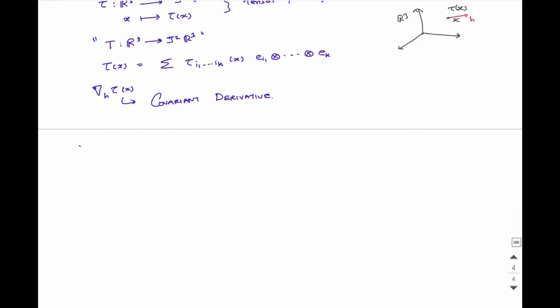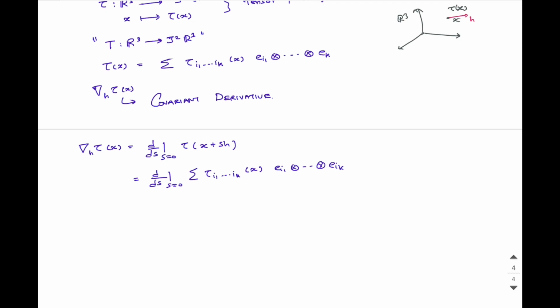So let's do that. By definition, the covariant derivative of tau along h is nothing but the derivative at s equal to 0 of tau of x plus sh, and this is where you substitute the fact that tau has a coordinate expansion. It's going to be tau i1 all the way up to ik of x, e i1 tensor product all the way up to e ik.